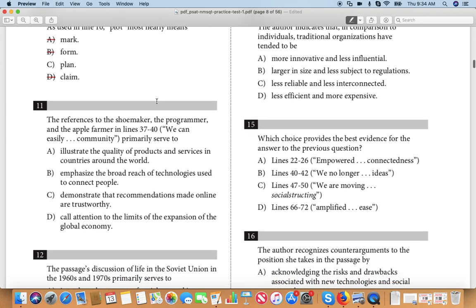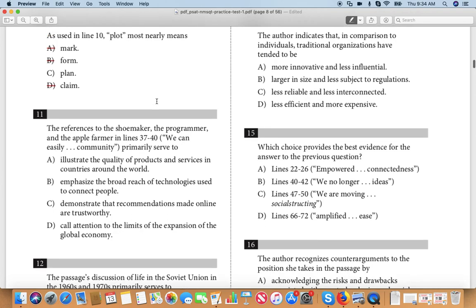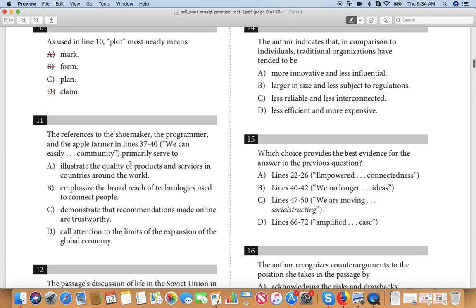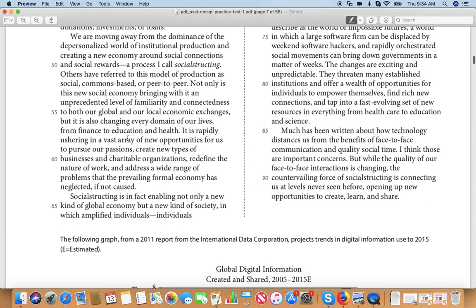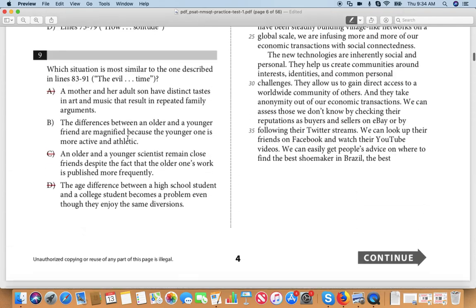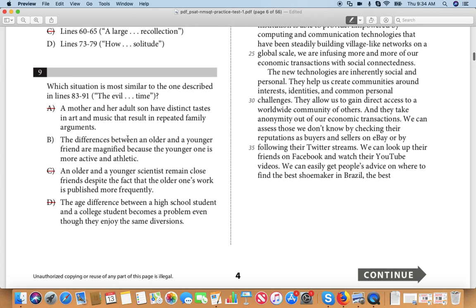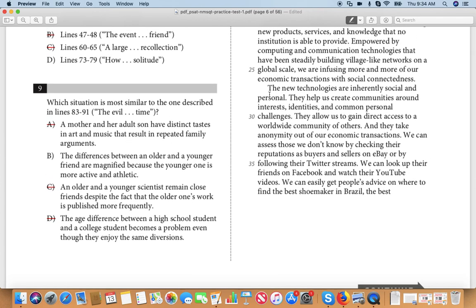Here's what I want to do for this one. I want to read a little bit of context. I don't remember exactly what that paragraph was about, where lines 37 through 40 are. You know what I'm saying? I want to read a little bit before those lines and a little bit after those lines, and I think we'll have a clear idea what the purpose of those references is. So actually, I want to reread that paragraph. Can we do that? Starting with line 27.